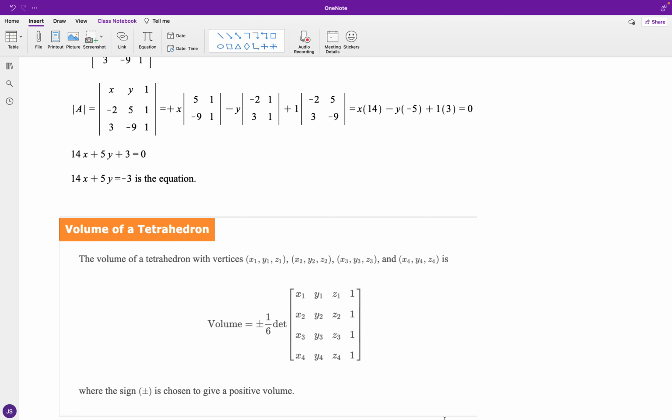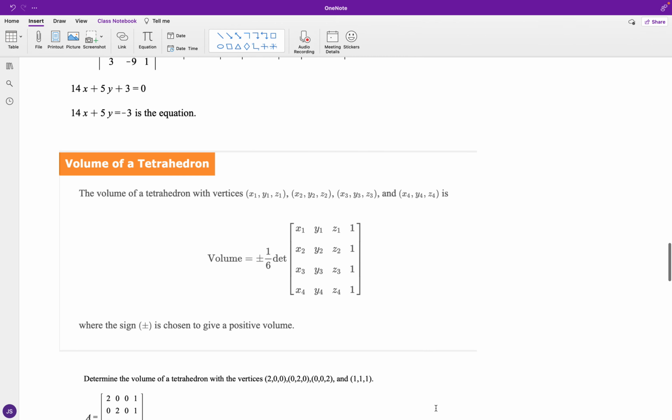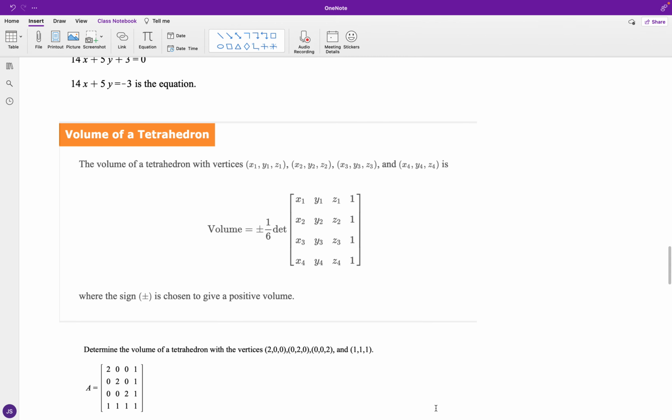And just like the area of a triangle, you're going to apply either plus or minus to ensure that the given measure is positive, where in this case we'll have a positive volume for a tetrahedron, just like we had a positive area for a triangle. And here's a sample of looking for the volume of a tetrahedron.